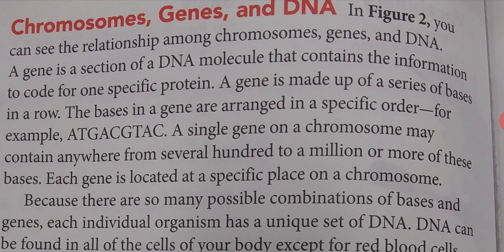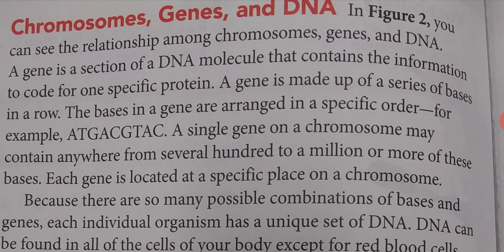Chromosomes, genes, and DNA. In Figure 2, you can see the relationship among chromosomes, genes, and DNA. A gene is a section of DNA molecule that contains the information to code for one specific protein. A gene is made up of a series of bases in a row. The bases in a gene are arranged in a specific order.